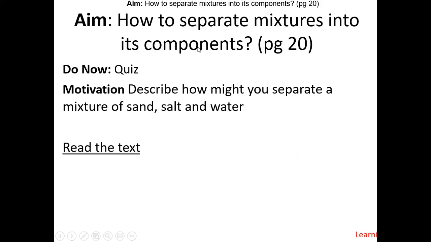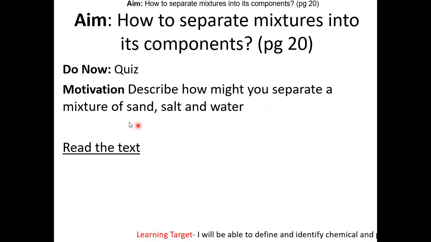This is my fifth and final video on the unit Matter. We will be starting a new unit, Unit 2, Measurements, in the next video lesson. In this video, we'll be talking about how to separate mixtures into their components. Motivation: describe how you might separate a mixture of sand, salt, and water. We'll be discussing how to do this in this video.